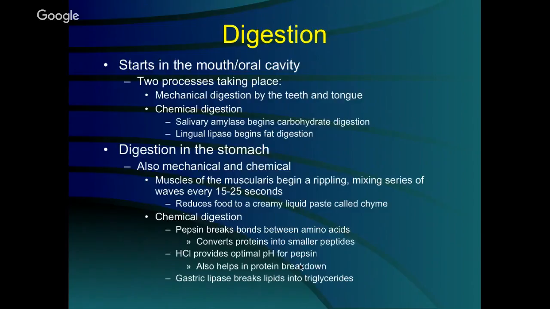The gastric lipase that's produced in the stomach, also by those chief cells, remember the pepsin and the gastric lipase are both coming from the chief cells in the gastric pits, is going to start breaking down lipids into triglycerides. But triglycerides are not small enough to be absorbed either. So nothing is being broken down small enough to actually go through absorption, but it is starting the process of breakdown.